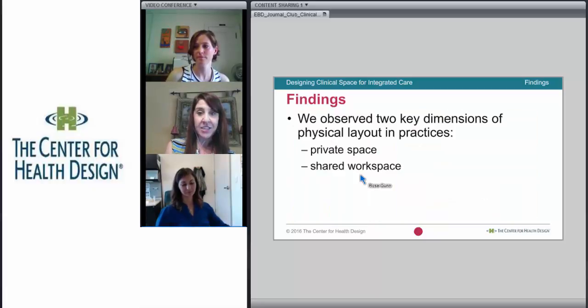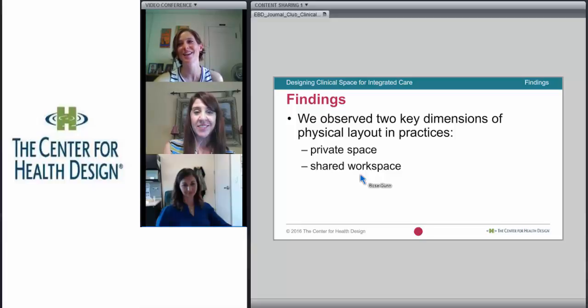You have a couple of really important key findings about the physical layout and the impact. What did you find? Sure. These two key dimensions came out of our analysis: we found that private space and shared workspace are both very important for integration. These two dimensions had really clear implications for how well clinicians from different professional backgrounds were able to work together to provide integrated care. The shared workspace promotes close proximity between providers, so there was a lot of interprofessional work, increased situational awareness, enhanced capacity for on-the-fly communication, and what we refer to as bumpability, the ability to bump into one another.